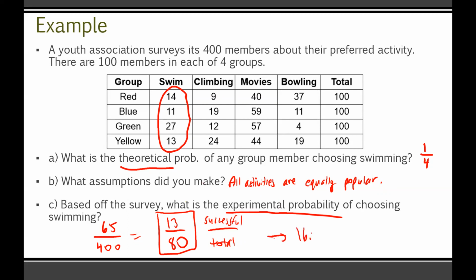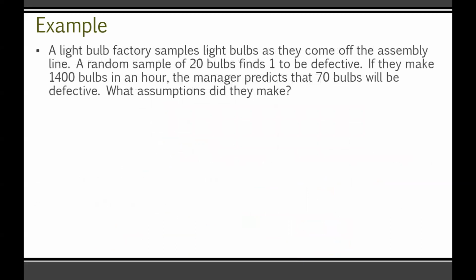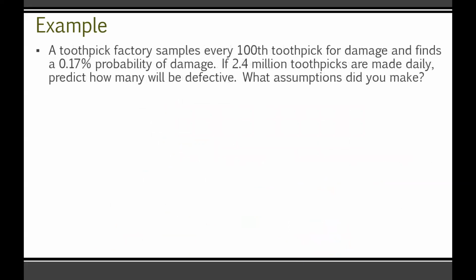That's going to be 16.25%. So that would be the percentage chance of someone choosing swimming experimentally, at least, just from this experiment that they did. If you looked at the theoretical probability, it's 1 out of 4, which hopefully you can see is 25%, but it is what it is, right? Anyway, next example. I think we have a few more examples. Let me just go forward real quick. 2 more examples. Here we go.